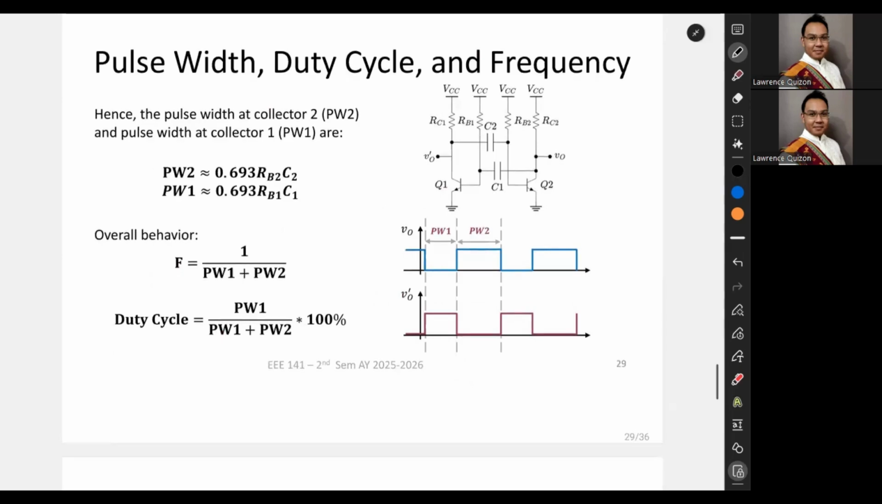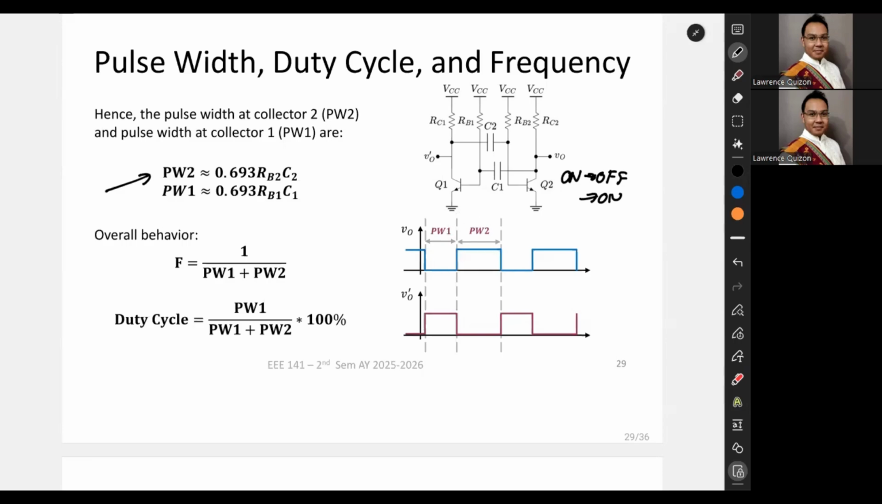So we have the pulse width, duty cycle, and frequency of the astable multivibrator. We have a formula for pulse width 2, which is the time it takes for Q2 to go from on to off to on again. For example, here, it was on, then it turned off, then it turned on again. The time between the two on states is the pulse width 2.